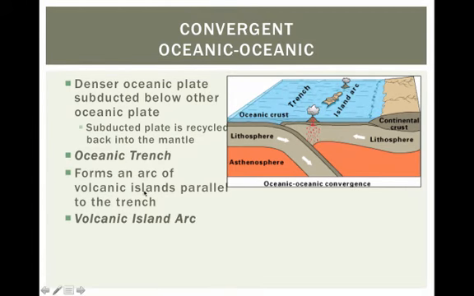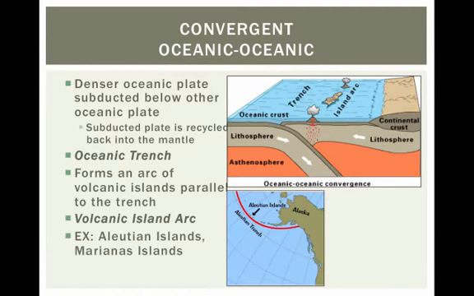This also forms an arc of volcanic islands, so that's another feature that's created. We have an oceanic trench and a volcanic island arc. So as this stuff melts, it starts to get really hot, but it's still close to the surface. So some of that really hot material comes up as volcanoes, and then they're not volcanic mountains, they're islands because they're still in the ocean, because remember we have two oceanic plates. So we have this volcanic island arc that is then created.